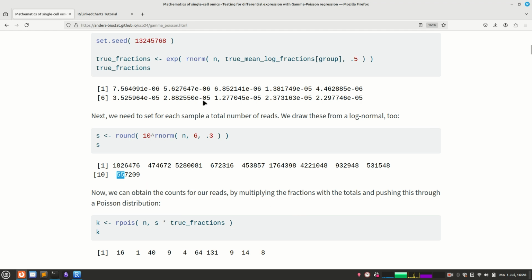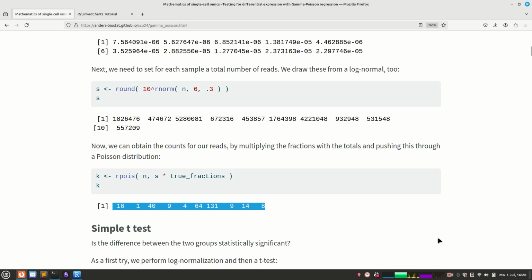And now I ask, if this is the expected fraction, how many reads do I count to actually get for my gene? And this is where I use the Poisson distribution. So in R, the rpois function says, draw me 10 Poisson distributed variates, and for each of them take the product of this with that as the expected number of reads that we get. And we get this as the number of reads, 10, 1, 49, 4. And now I want to see, is there really a difference between this and that?